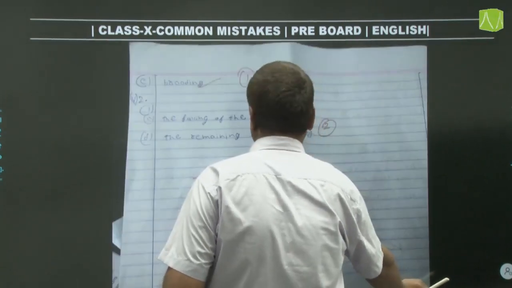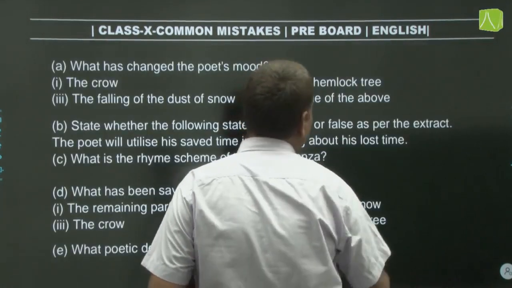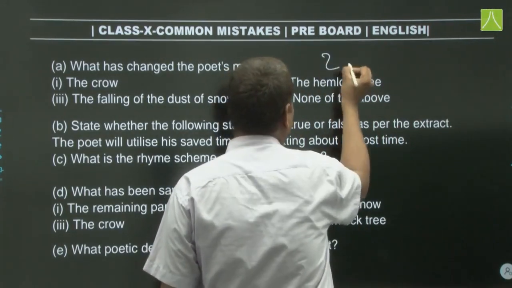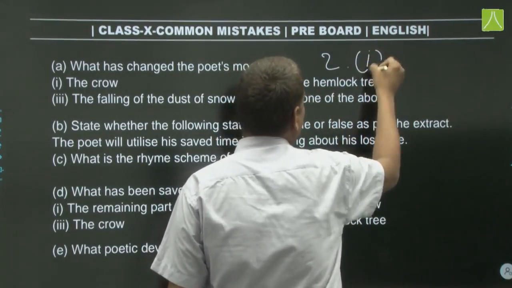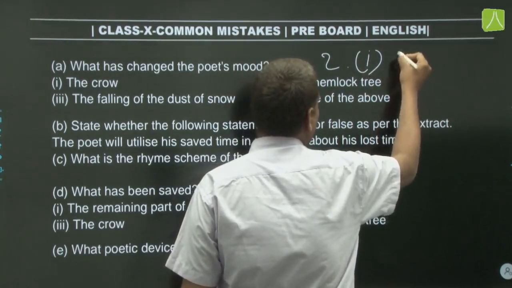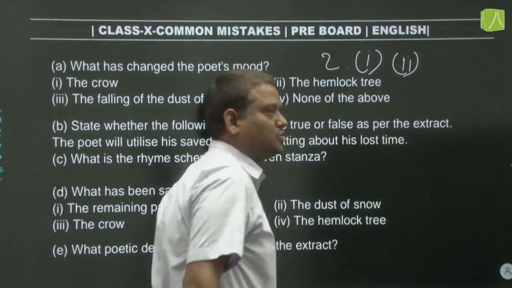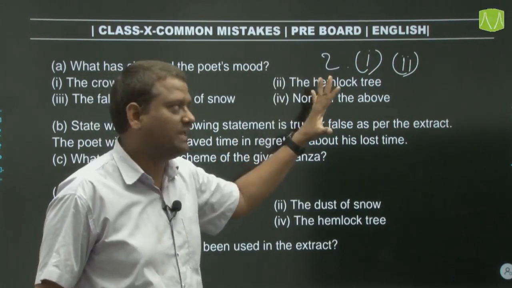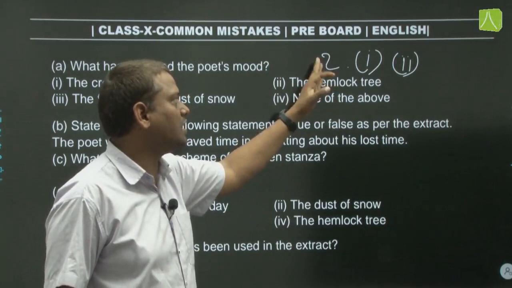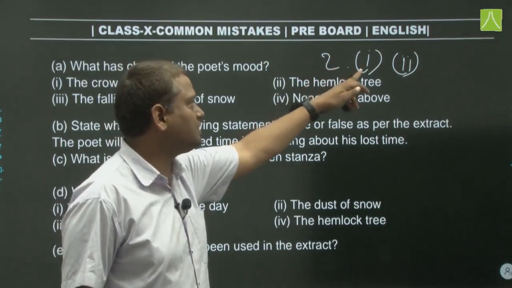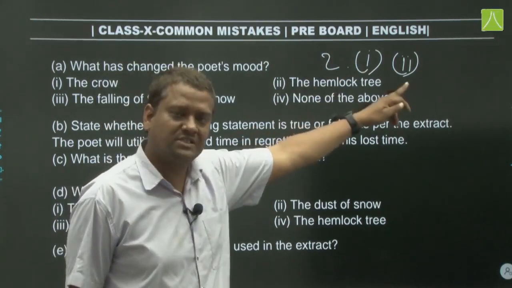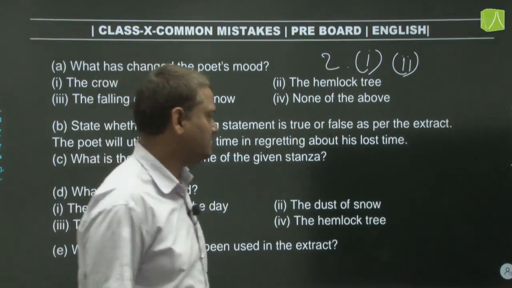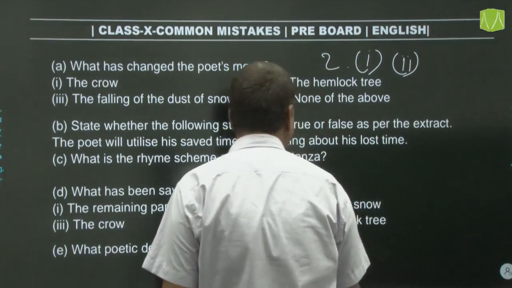As I gave you the example earlier, you are to attempt question number 1 or question number 2 in section 2. Then write properly which question you are answering. You are answering the first question of question number 2 or you are answering the second question of question number 2. It should be in your mind. All right.